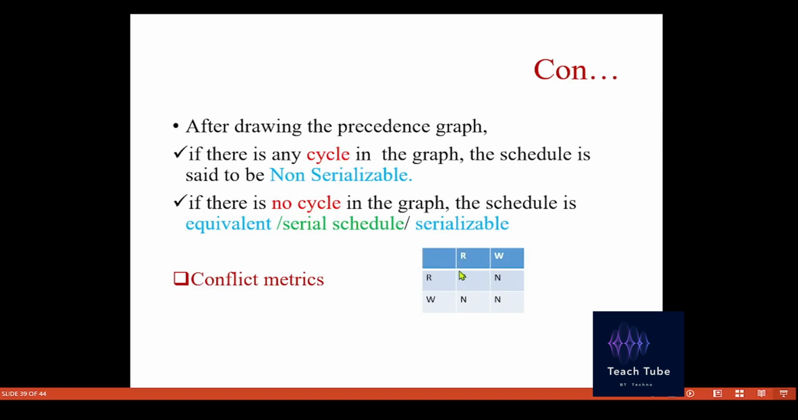So read-read has no conflict. In write-read, yes, a conflict exists. So it is not serializable.